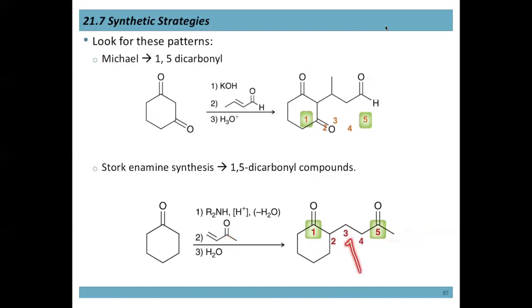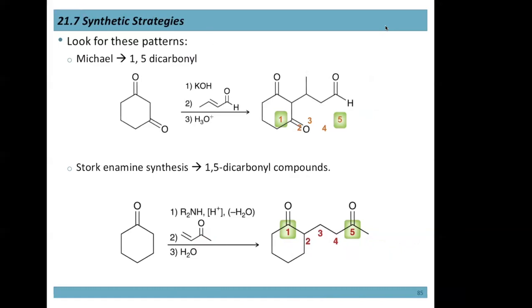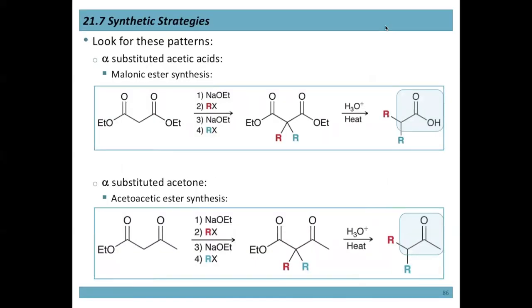We made this from a Michael reaction. And if you remember what we can do with the products of a Michael reaction, we can then follow that up with an aldol, an intramolecular aldol condensation, which is called the Robinson annulation. So when you're doing synthesis, you want to look for these patterns.